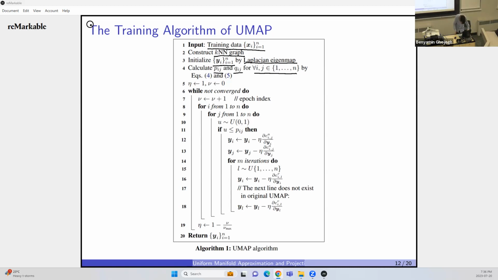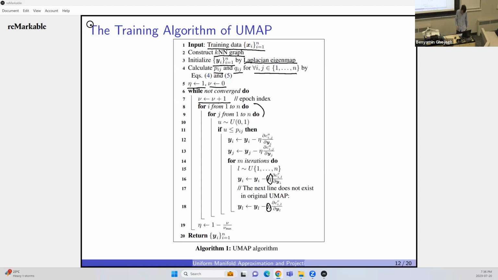And here we initialize the variables eta and nu. Nu here is an iteration index, and eta, as far as I remember, is a learning rate. Okay, so here, the epoch index or iteration index, I increase it. Then I go to the for loops; these are the two for loops that we had in the cost, the two summations, right?